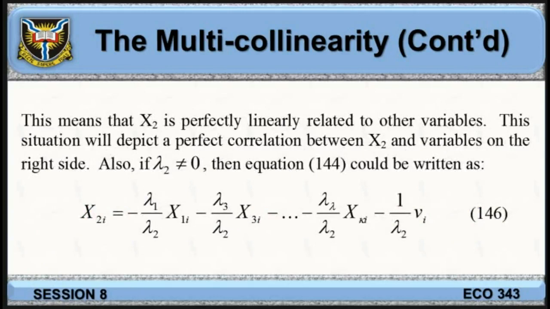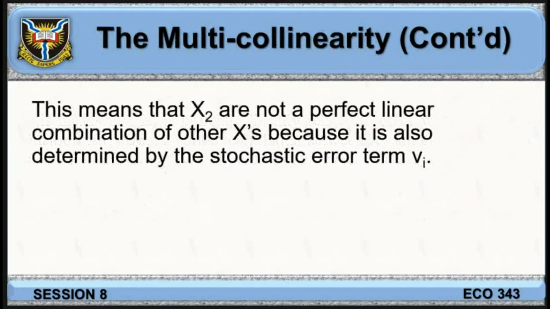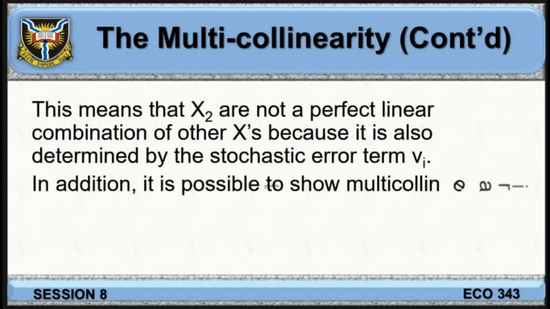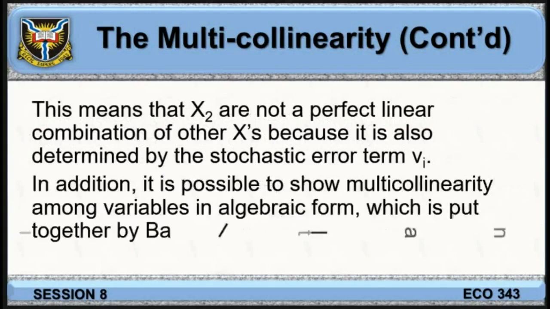This means that x2 is perfectly linearly related to other variables. This situation will depict a perfect correlation between x2 and variables on the right side. Also, if lambda 2 is not equal to 0, then equation 144 could be written as equation 146 below. This means that x2 is not a perfect linear combination of other x's because it is also determined by the stochastic error term, vi.